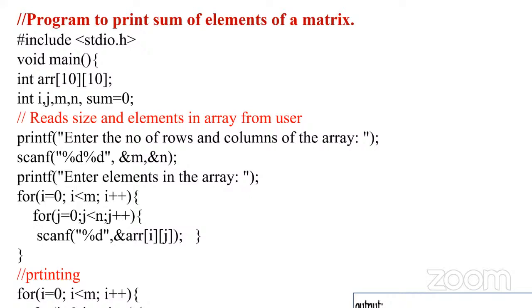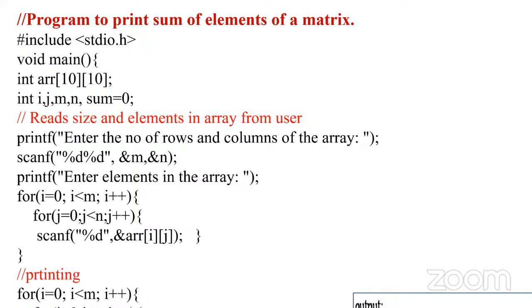Now enter the number of rows and columns of the array. What do I need to enter? Number of rows as well as number of columns. I am explaining step by step what is happening in each and every line. Try to understand. Here I value, J value, M value, N value are stored.